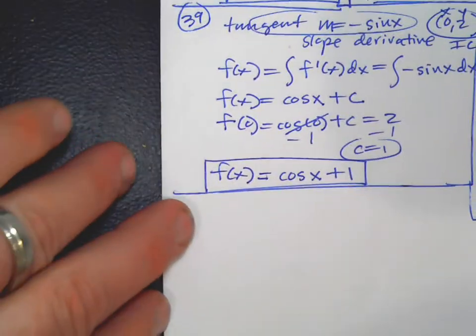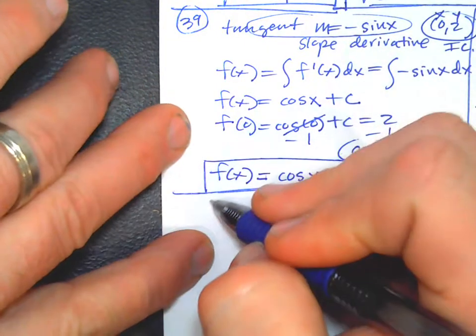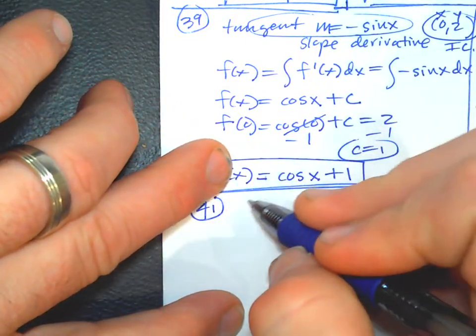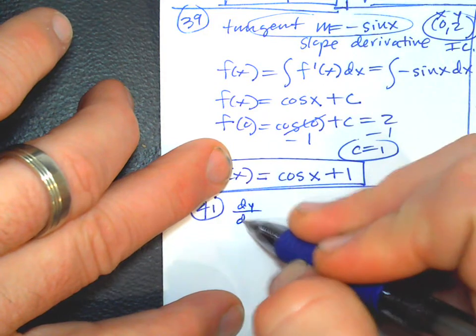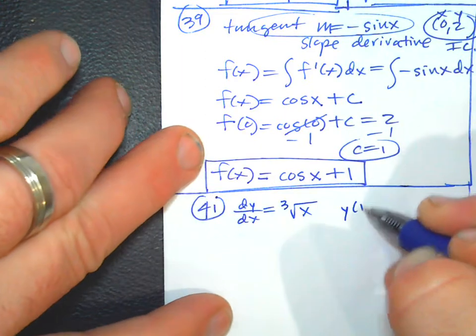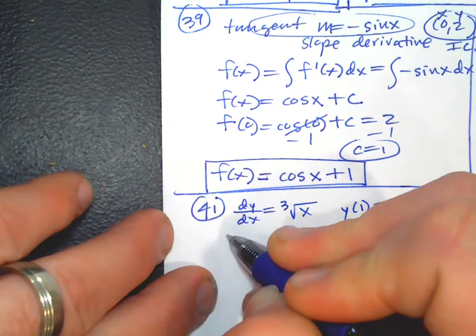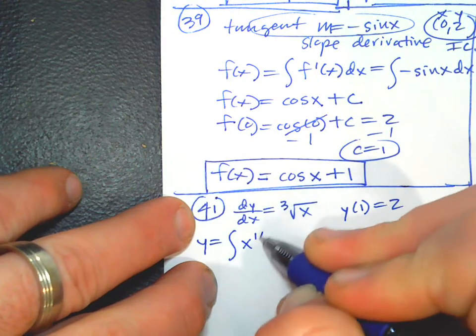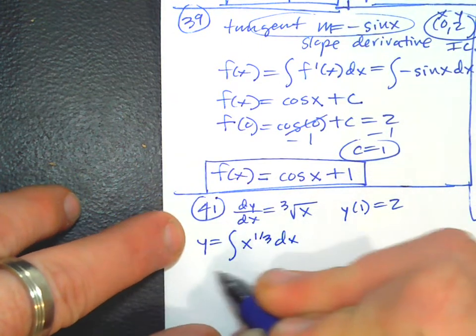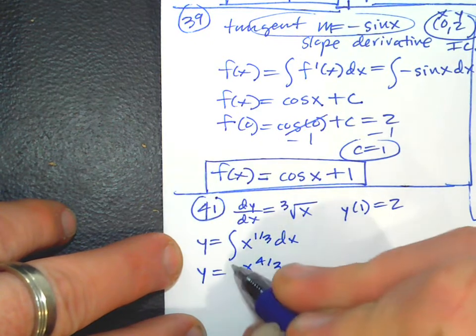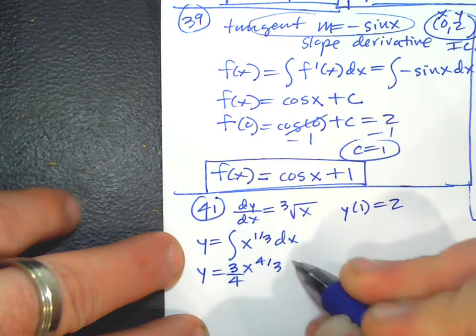Okay, 41 says solve the initial value problems, which means they're giving you a value that you can plug in to find the C value. So they're giving you the derivative, and they're giving you a value to plug in. So to get the original function, we have to integrate this. I'm going to rewrite it as 1/3 power. And so we get x to the 4/3 divided by the new exponent, multiplied by the reciprocal, plus C.